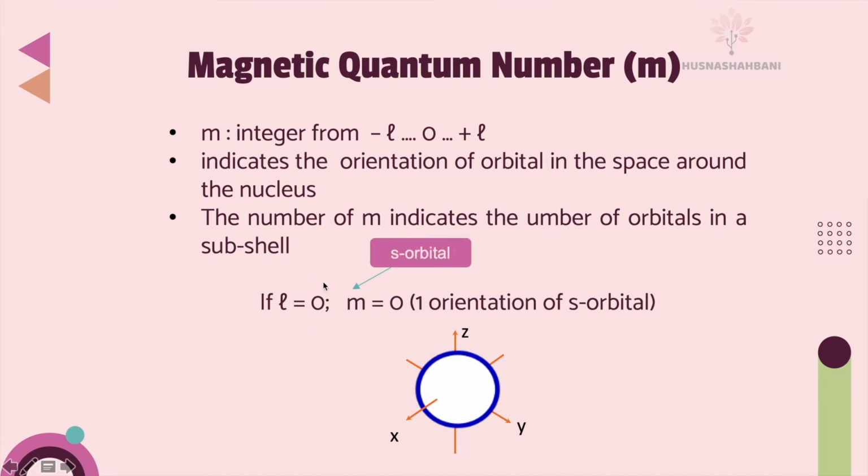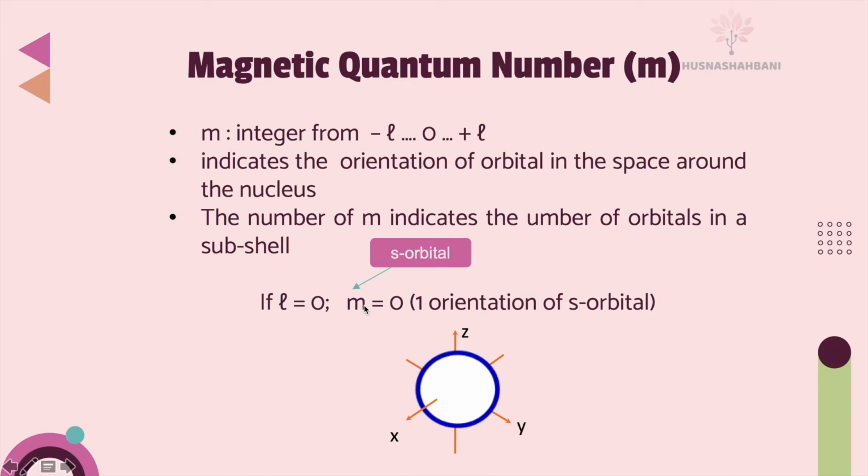If our L is 0, m equals 0. So the value of m depends on the value of L. If our L is 0, there's no negative 0 or positive 0, so you only have m equal to 0. L equals 0 means it is the s orbital.